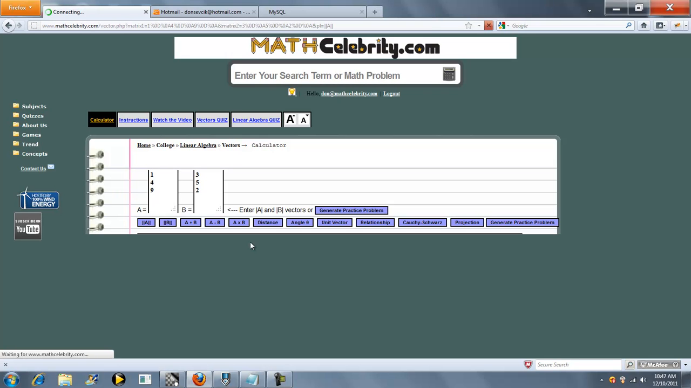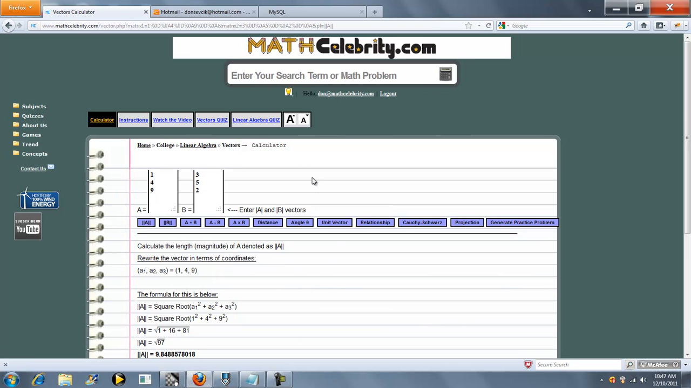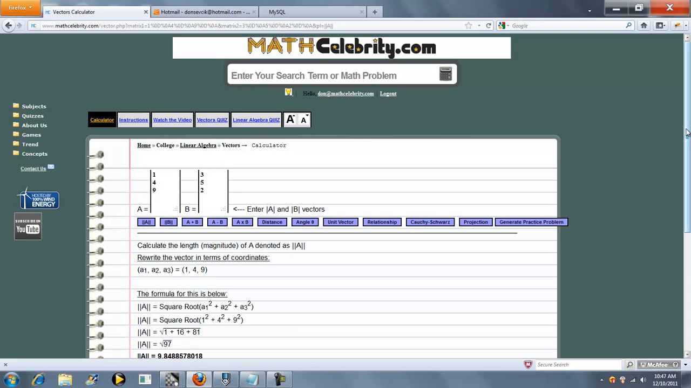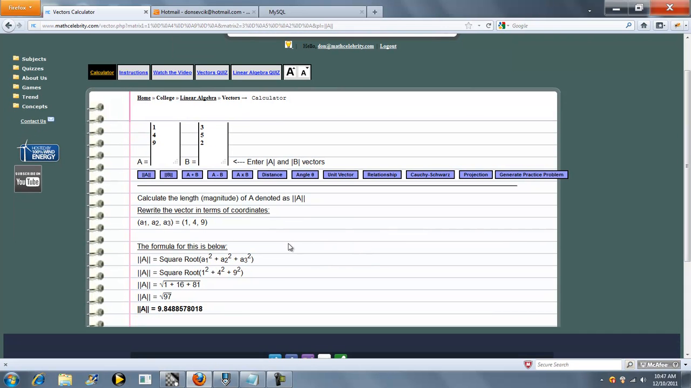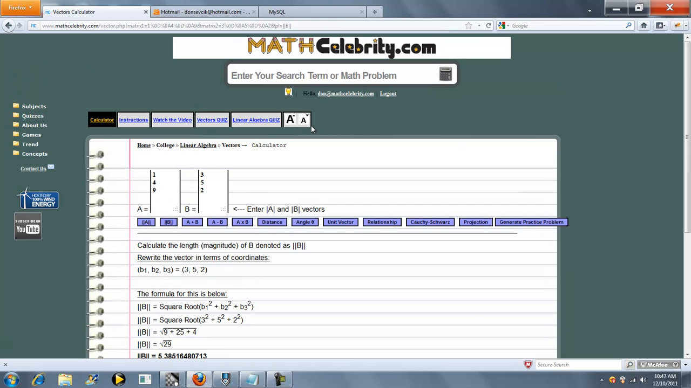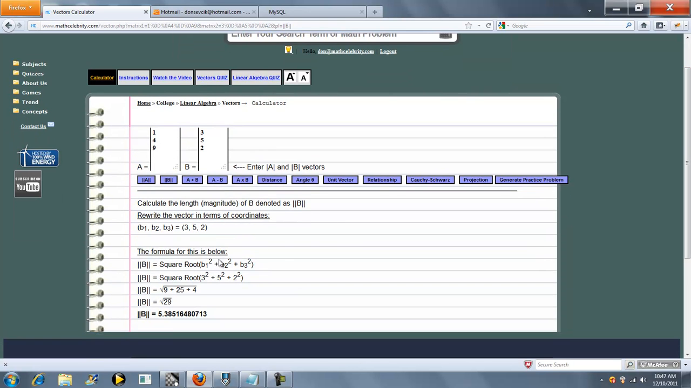So we're going to press this one first, the magnitude of A. This basically calculates the length, also known as the magnitude, of the vector that you entered, A. So here's the formula. We simplify it, and then we get our distance. You can do the same thing with vector B. Press B, goes through the same formula, simplifies, and grabs your answer.